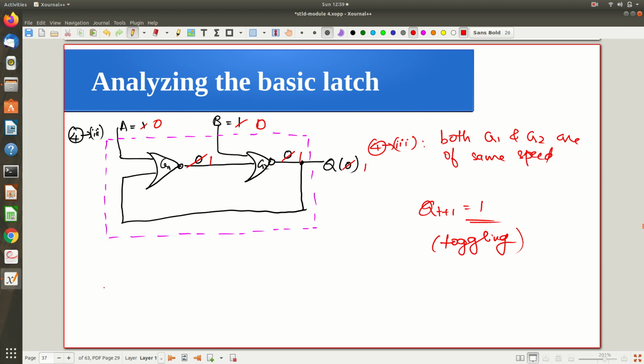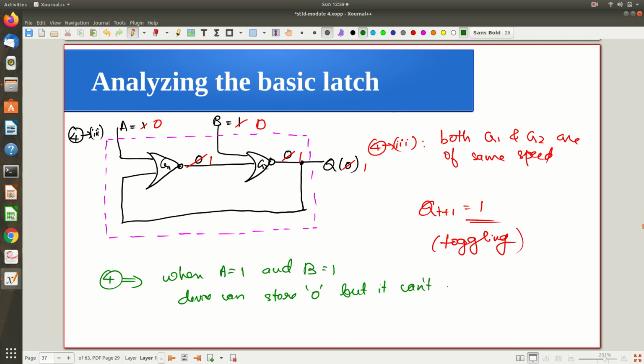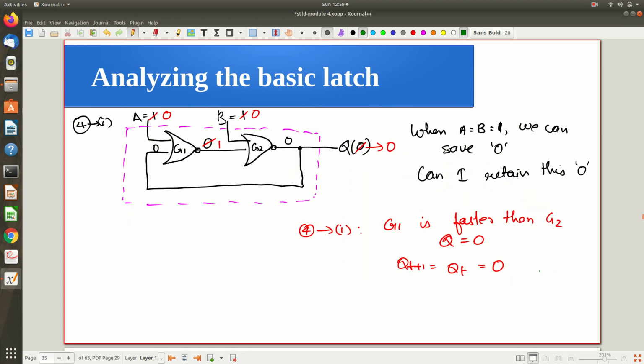So the conclusion of this fourth case is, when a equal to 1 and b equal to 1, the device can store 0, but it can't retain that 0. So that is what we observed. Here it is changed to 1, here it is changed to 1, and in some cases it is keeping it also.